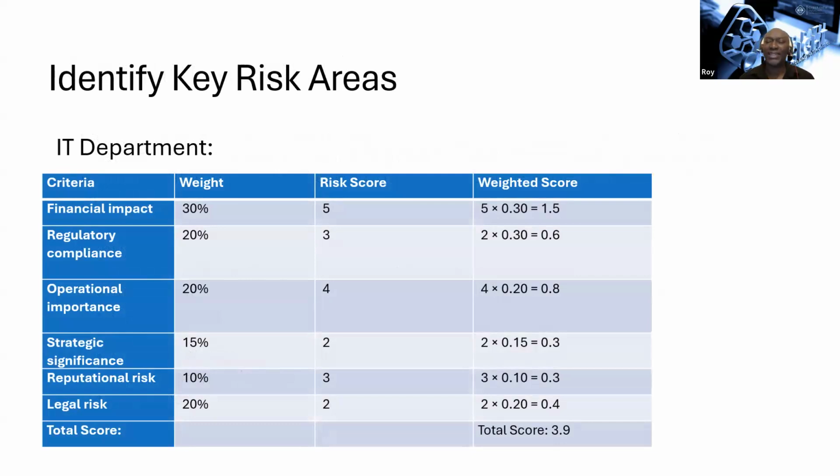You do the identification of key risk areas, what we call weighted scoring. So you do it for the IT department, which gives you a total of 3.9 as an example. You would also do it for other departments like finance and HR, and the score they get will determine which ones will take precedence or be a priority. So if IT has scored 3.9, HR has scored 4.2, and finance has scored, say, 3.1, you say, oh, we'll do HR first, then IT before finance, because of the scoring.